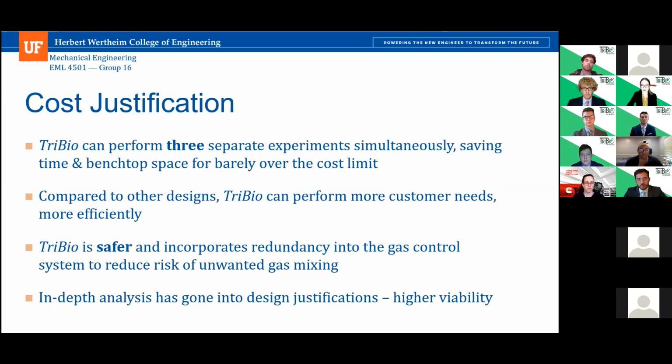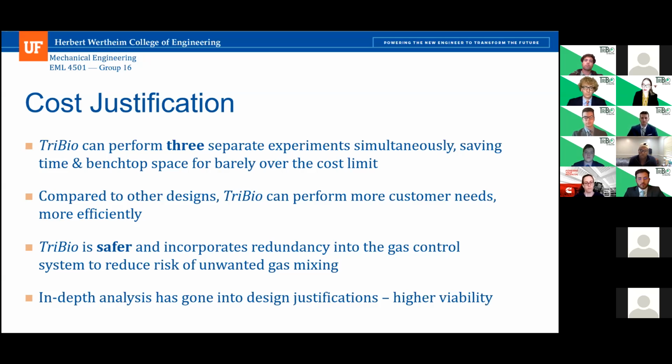So quickly, to justify the cost, we believe that this cost is entirely justified. Trivio can perform 3 separate experiments simultaneously, which saves the purchaser valuable time and lab space, as well as money instead of purchasing multiple products to do the same thing. Compared to other designs, both our direct competitors as well as current technology, Trivio can perform more of the customer needs more efficiently. Trivio is also safer and incorporates redundancy in the gas control system, which is where a lot of our cost comes from. This is to reduce the risk of unwanted gas mixing leading to combustion.